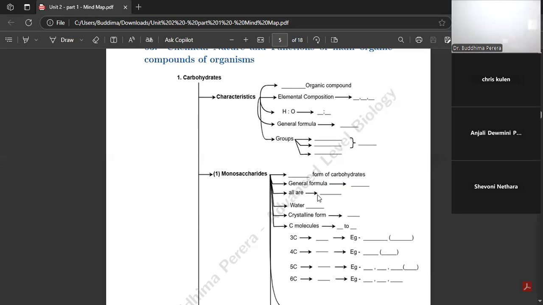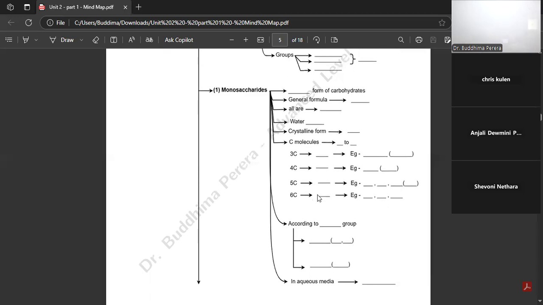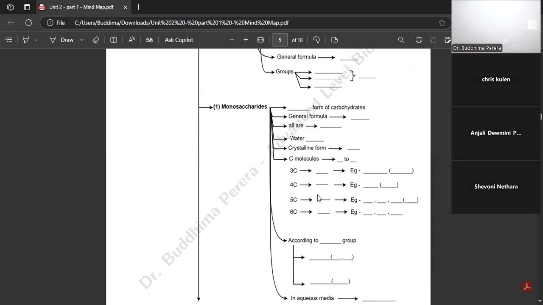Monosaccharides and disaccharides are sugars. Then we discussed monosaccharides. Monosaccharides are the simplest form of carbohydrate. General formula is CH2O n. All are reducing sugars. All are sugars. Water soluble, crystalline form. Carbon atoms vary from 3 to 7.